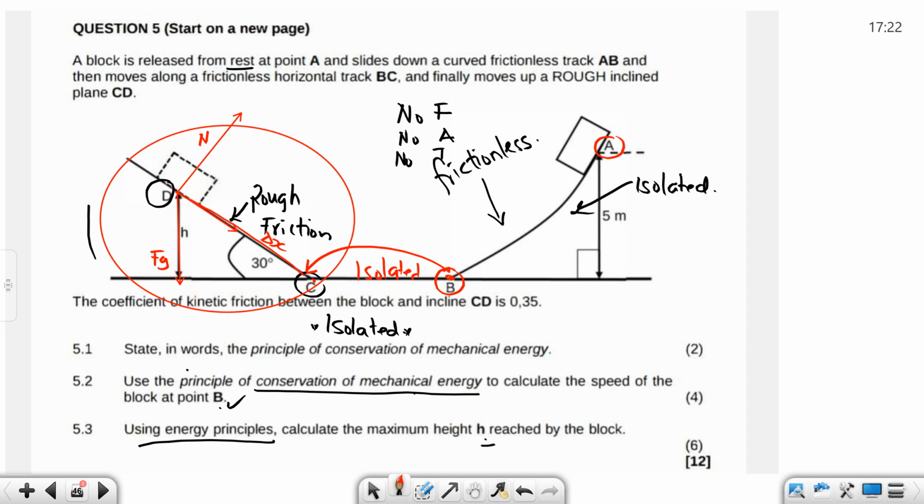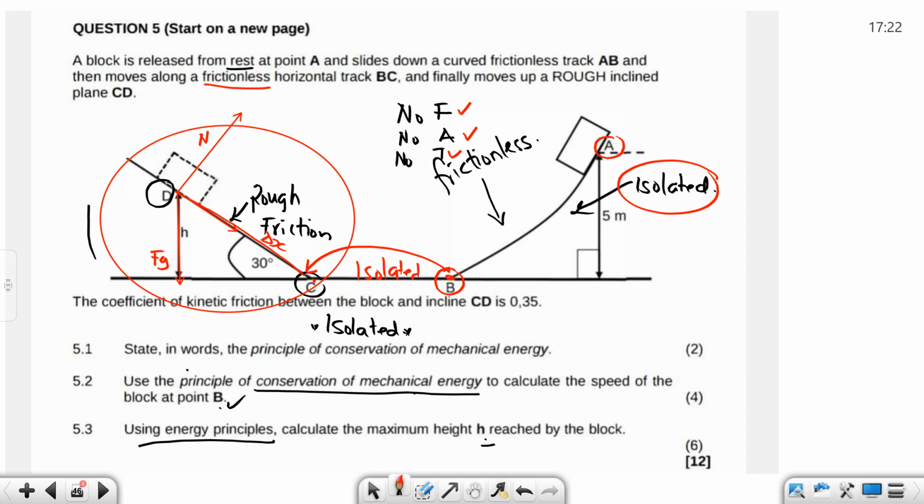They told us. No, but it's frictionless. When it's frictionless, that's what I do. There is no applied force. There is no tension. It is isolated.